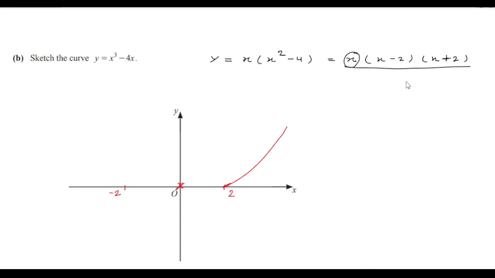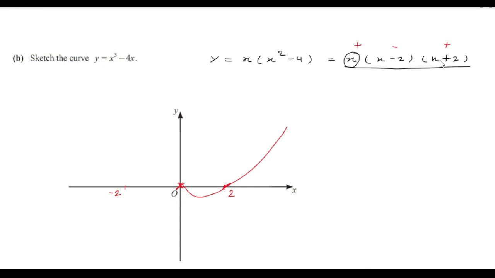Now, between 0 and 2, my x value is positive. My x plus 2 is also positive. But between 0 and 2, this x minus 2 is a negative value, and hence the product of these three will be negative. So between 0 and 2, what I observe is that my value is negative. So here I can get a curve like this. It will go like this. Okay, between 0 and 2, this is negative.